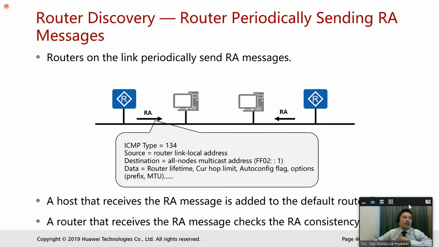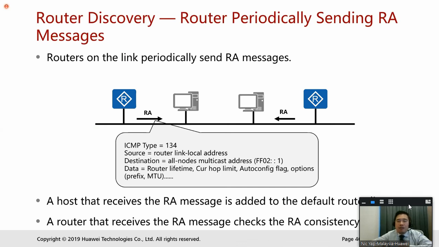Next, the router periodically sends RA messages. As I mentioned, they will send every 10 seconds. So how does the host obtain the information, including the network prefix? There are two methods available. A host can directly obtain the information from the RA, or a host sends an RS message to a router and waits for the RA reply.